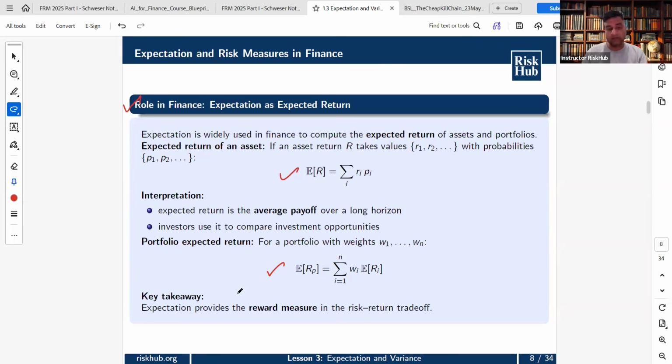We have seen in the previous chapter the expected value of aX plus bY. This simple property makes portfolio mathematics possible. Without linearity, modern portfolio theory would become much more difficult, right?